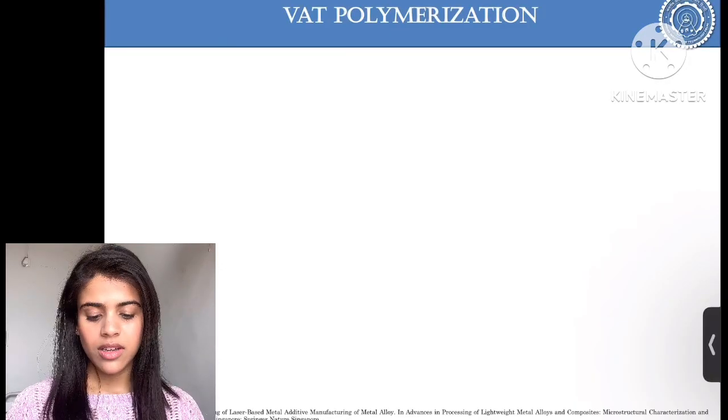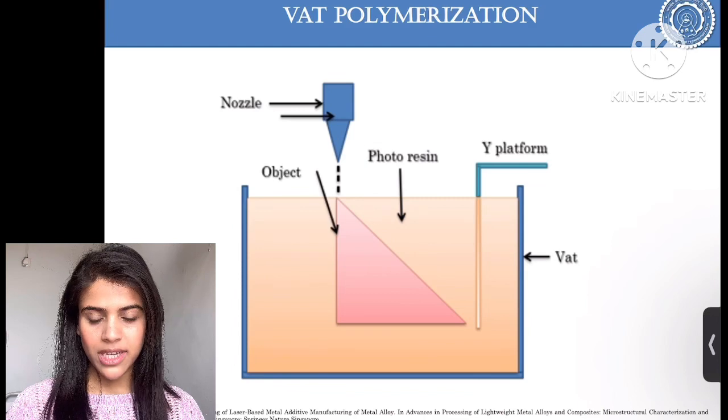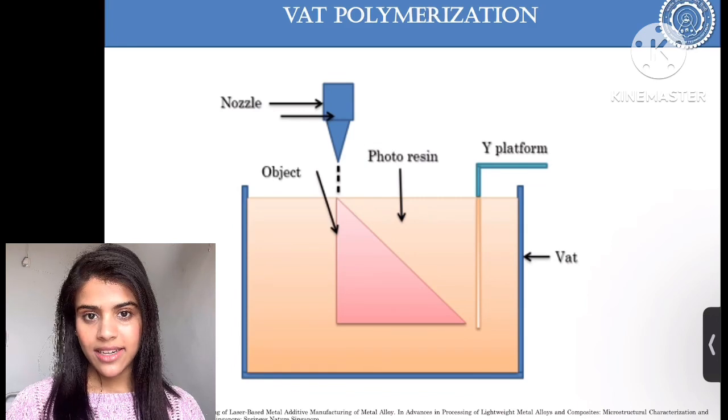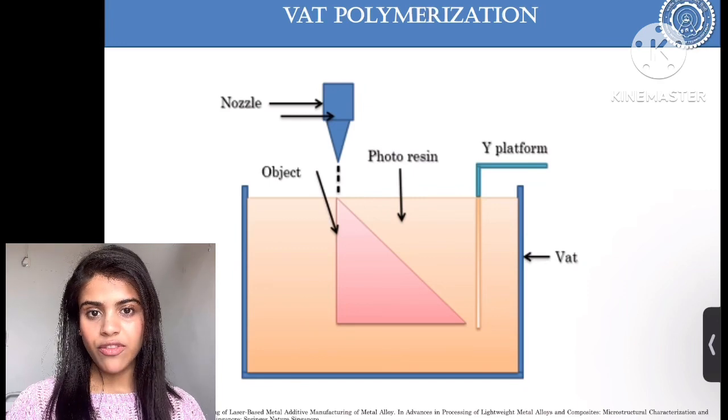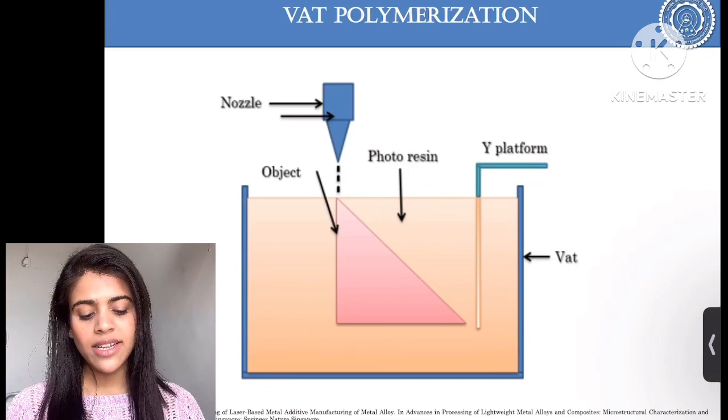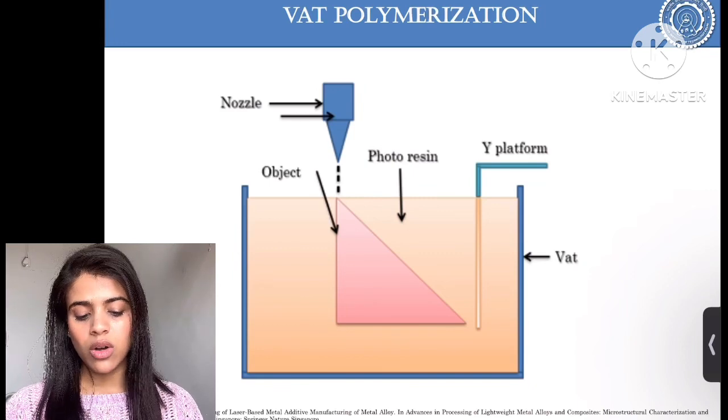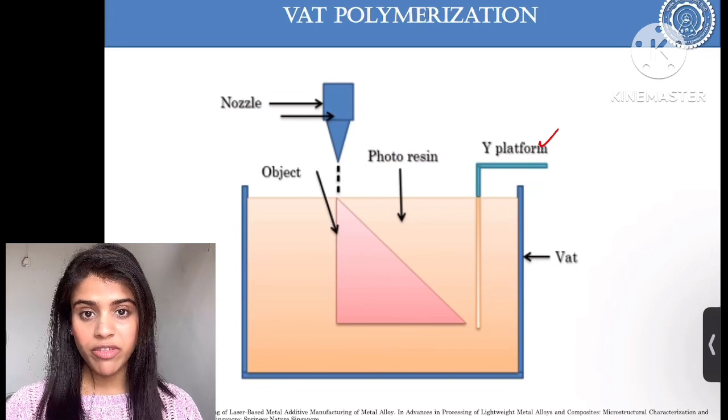So let's start with vat polymerization. This is a schematic of the vat polymerization technique. In this technique, the material is used in liquid form. Especially photoactive materials like resin are used as the depositing material in this process. Here we can see a vat full of resin, where light will be exposed through the nozzle. There is a white platform upon which the object will be formed.